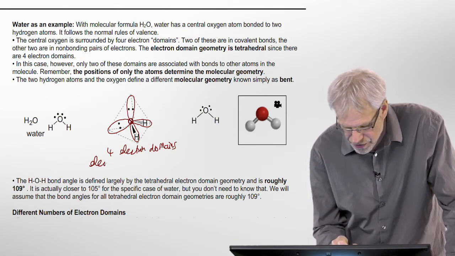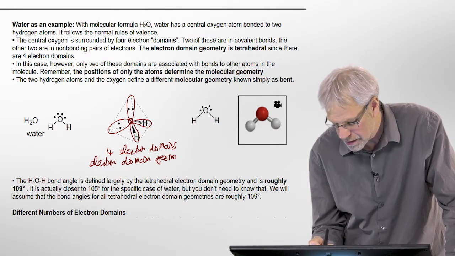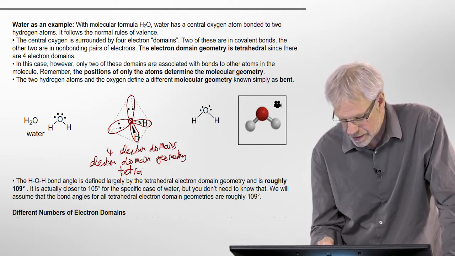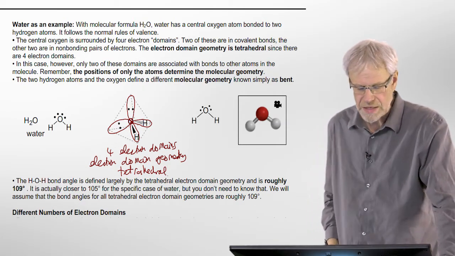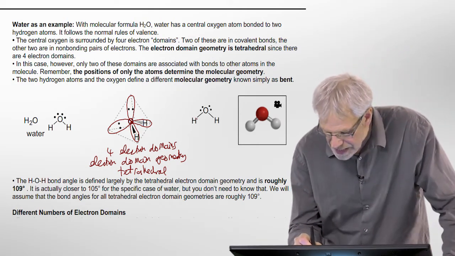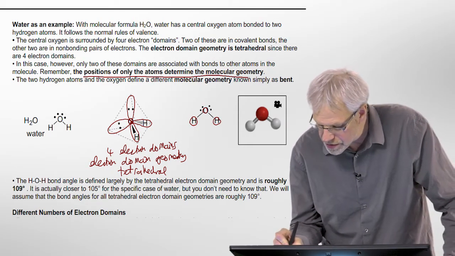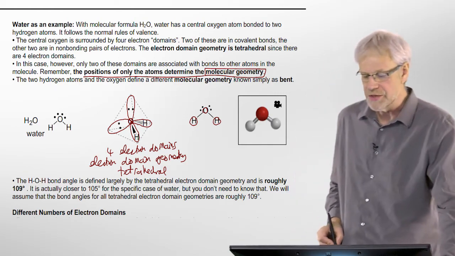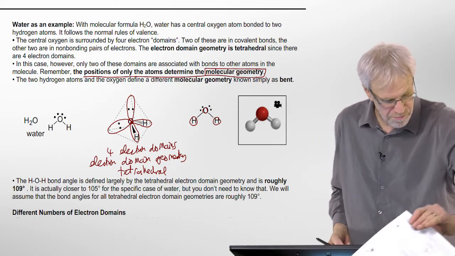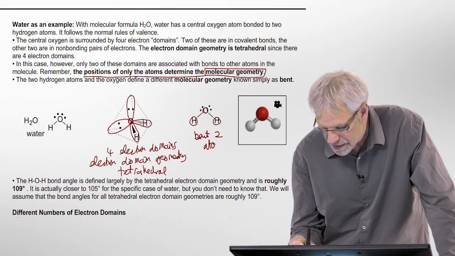This means that the electron domain geometry is again tetrahedral. The 4 electron domains avoid each other as much as they possibly can. But in this case, oxygen only has 3 atoms. And remember, it's the positions of the atoms only that determine the molecular geometry. And so in this case, the molecular geometry of water can only be defined as bent. So it is bent because we only have 2 other atoms.